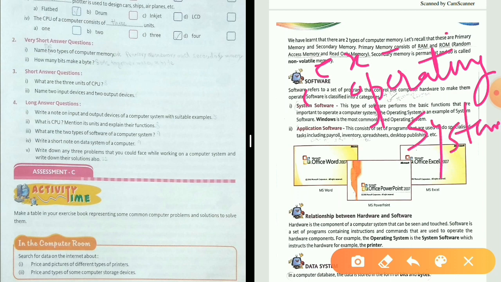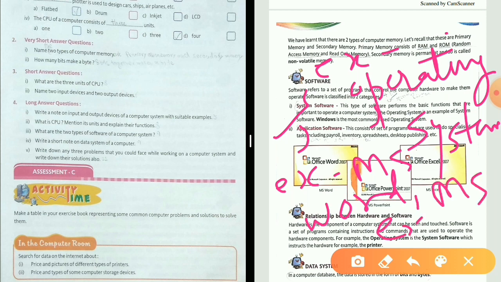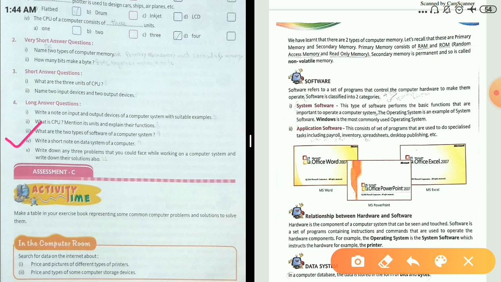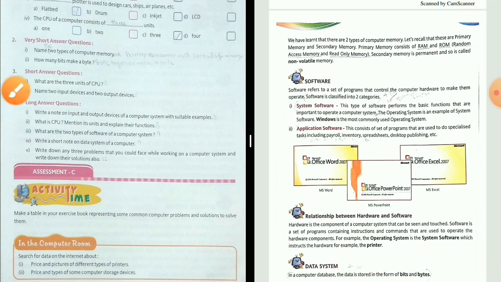Okay, now you will be continuing your answer with this one. The application software, this consists of a set of programs that are used to do specialized tasks. Till task you will be writing out, and then example MS Word, MS Excel, etc. Okay, so this much you will be writing for this answer. Now see the fourth question. Write a short note on the data system of a computer. Again on the same page, page number 9.